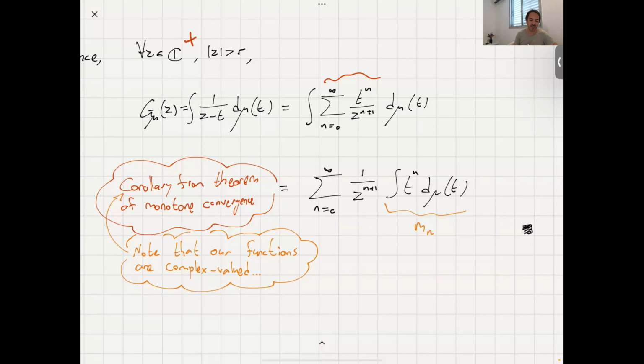It's a fun exercise, well, it's not fun, but it's an exercise that will justify switching the order of summation and integration. But when you do that, the integral passes 1 over z to the n plus 1 because it integrates according to t, and you get exactly what we said, right? This is the moment, the nth moment of the distribution. You get 1 over z to the n plus 1 here.